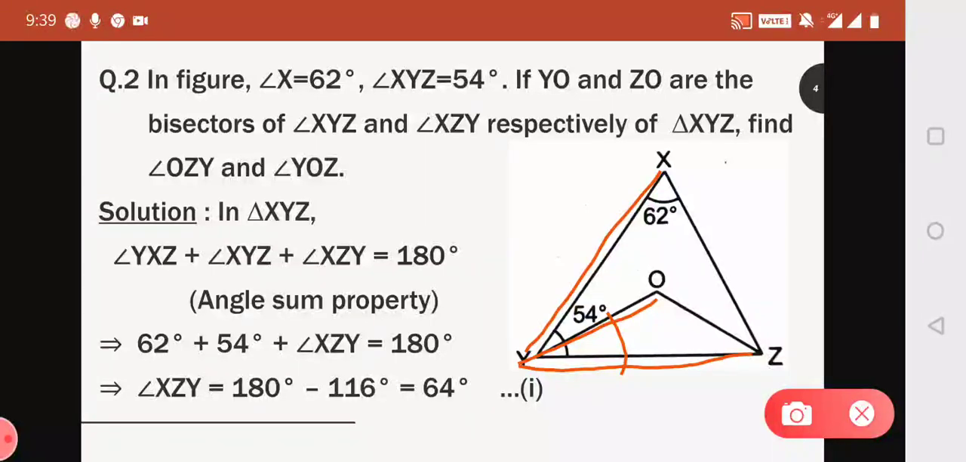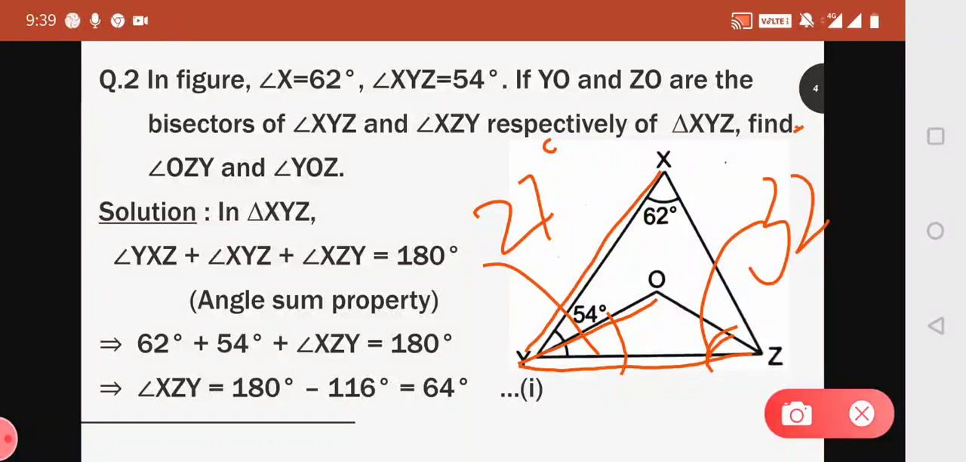This will become 27 degrees, half, and again this we got whole as 64 degrees. So this half will become 32 degrees. So using the bisectors of the given angles, we can find the half of it.